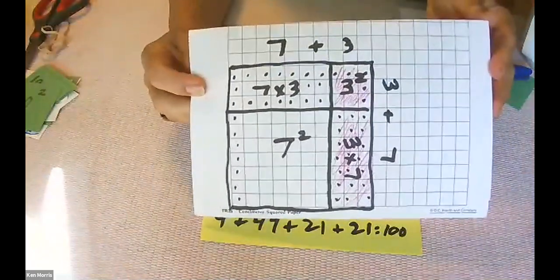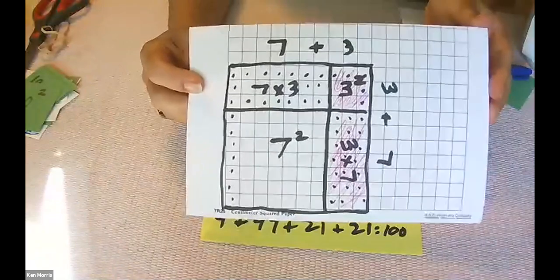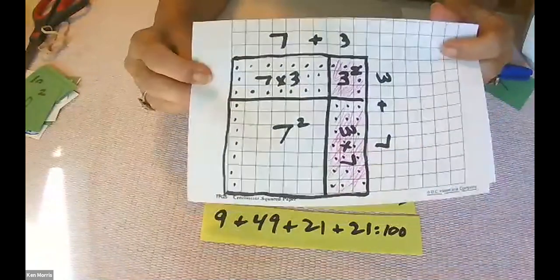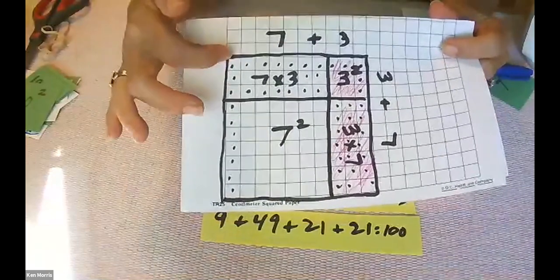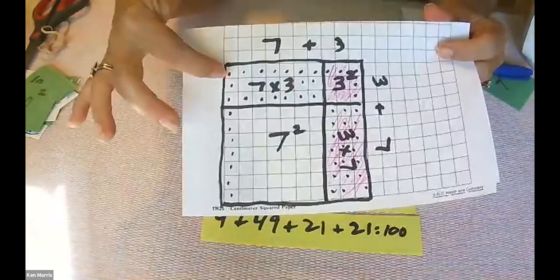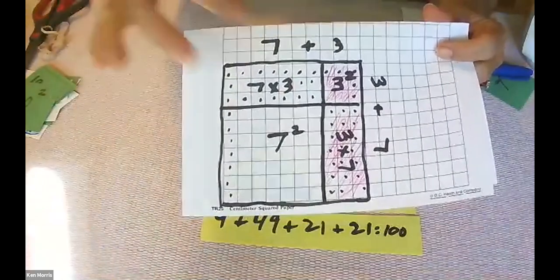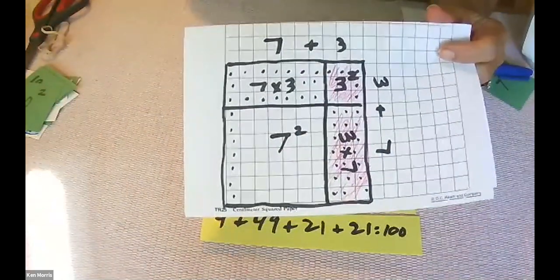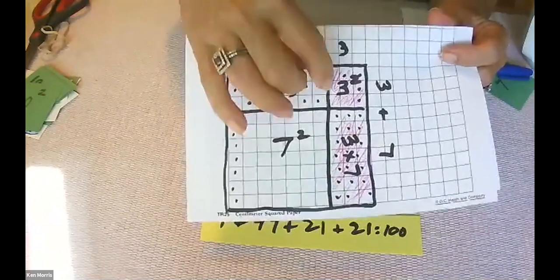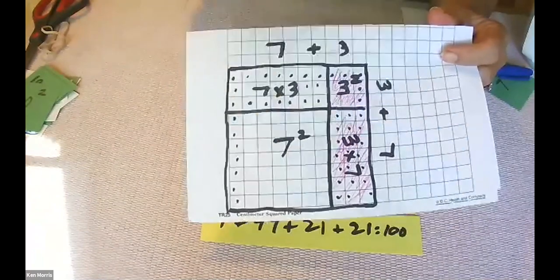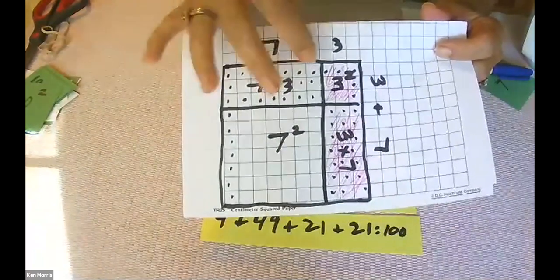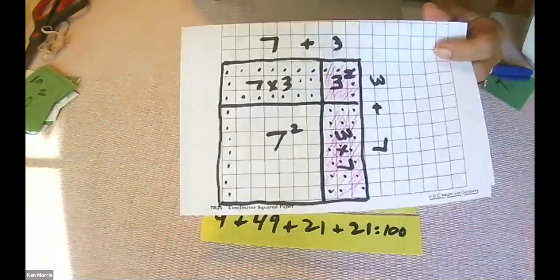So in your math notebook, you will make a graph where you will indicate the 7 by 3: 1, 2, 3, 4, 5, 6, 7, and 1, 2, 3. You will note that rectangle and you will label it 7 times 3. You will do the same thing for the 3 squared. You will label that. You can color it in if you want, or highlight it with the right colors.